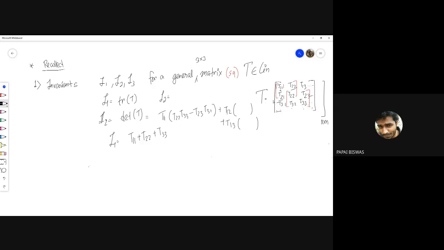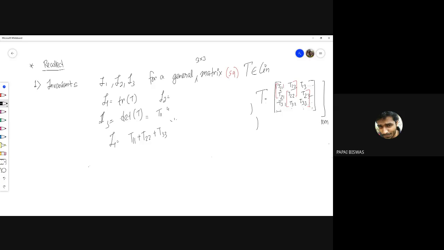T11 into T22 plus T22 into T33 plus T33 into T11 minus bracket T12 into T21. Oh, sorry, I made a mistake. I made a mistake. So this is the I3 that we are talking about. Are you telling me the expression for I3?